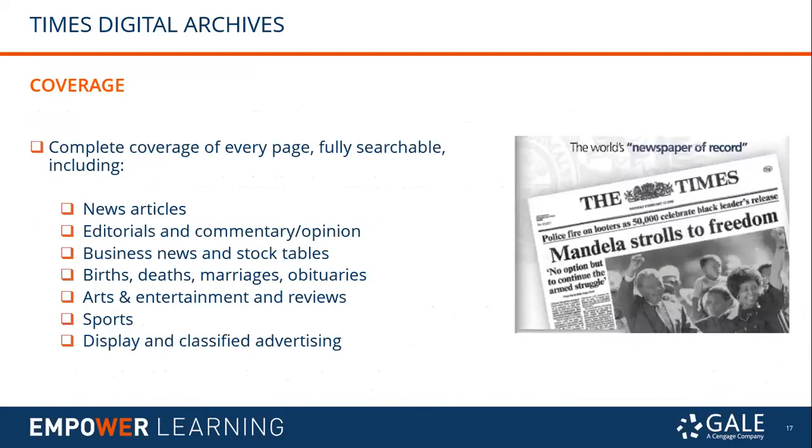So what do you have access to? The complete coverage of every page, fully searchable from 1785. So that's all the news articles, editorials and opinion pages. As I said, that's a good way to understand how people felt about things. It's almost like question time in print. Business news and stock tables, genealogy, arts and entertainment and reviews. So not just sometimes the play, but what people thought about it, the reviews of the play.